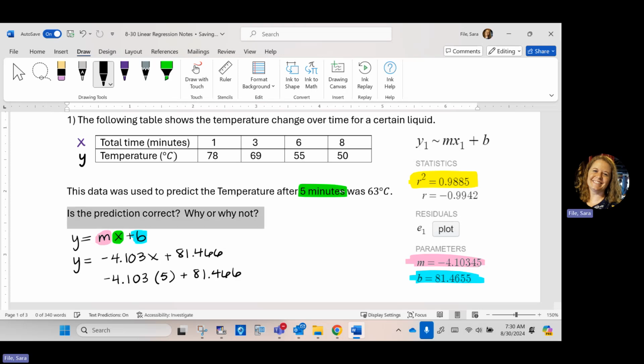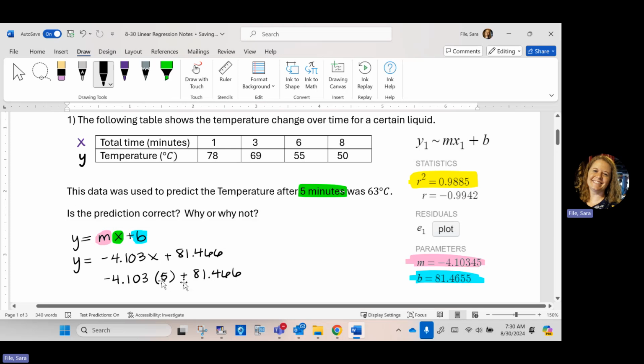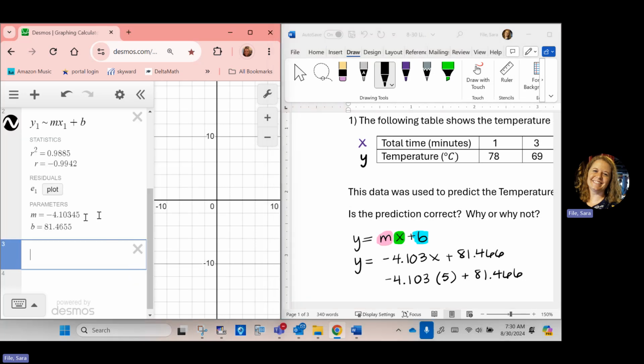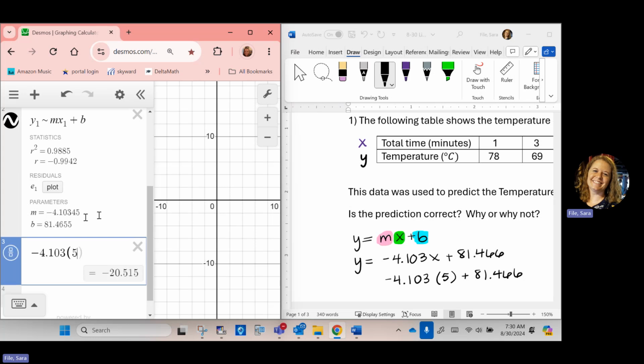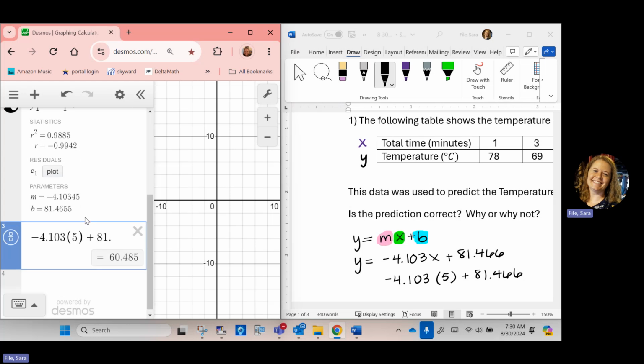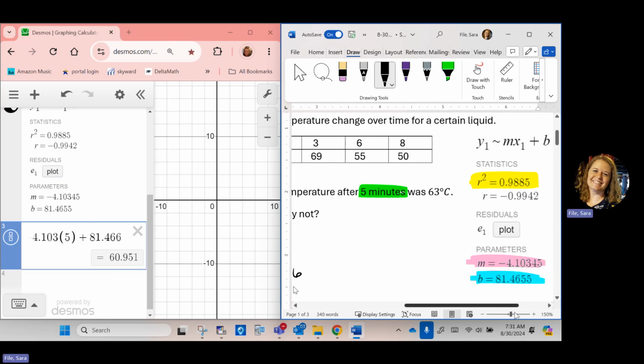Okay, so you can individually plug in X values and make predictions here like this. I'm going to pull my Desmos back up and type in that equation: negative 4.103 times 5 plus 81.466. So the prediction that we get here is 60.9, and they predicted 63 degrees.